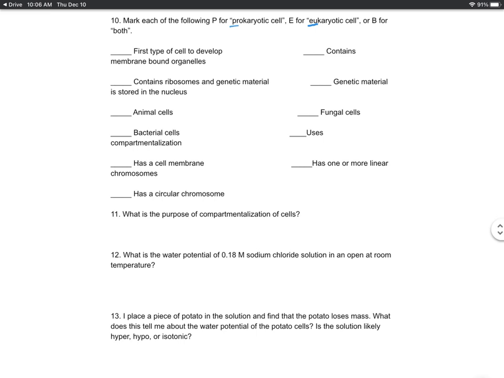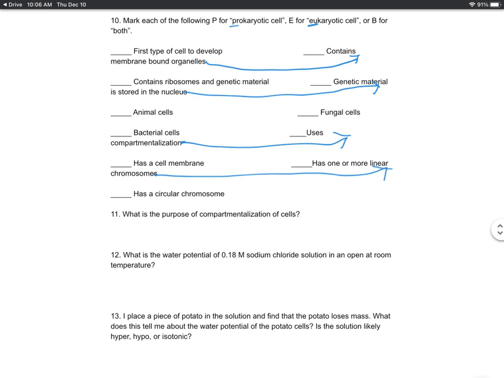So the first type of cell to develop would be, this is kind of typoed weird. So this should be here, this should be here, this should be here. Sorry if that was confusing. I didn't realize these got slid over until I saw this. But the first type of cell to develop is the prokaryote. They're the most simple. Contains membrane-bound organelles is the eukaryote.